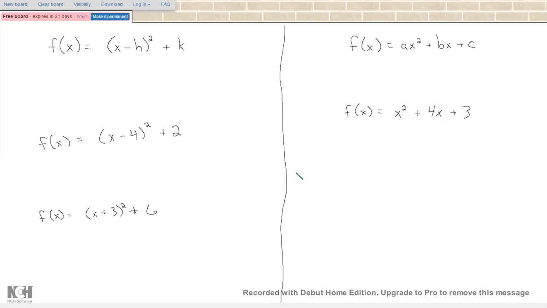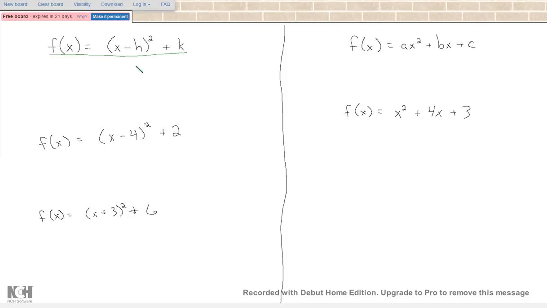In order to solve these types of problems and find the h and the k, we have to look at the two different types of quadratic equations that we see. The first type looks like this, where h and k are numbers. So like if we look down here, x minus 4 squared plus 2.